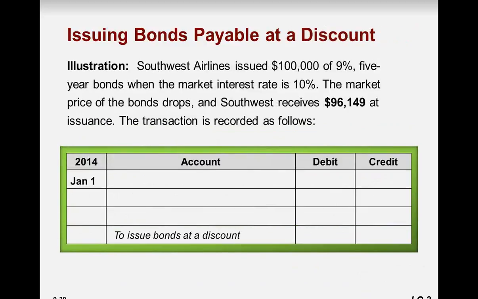That's at par. If this were issued at a discount, $96,149 is the amount that they got for the bond. That's how much cash they would have collected. The bond itself is $100,000, so the discount is going to be the difference between $100,000 and the bond payable and the cash of $96,149, or a discount of $3,851.